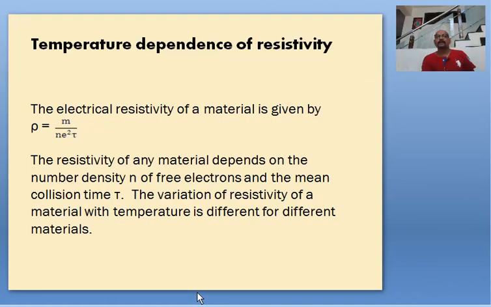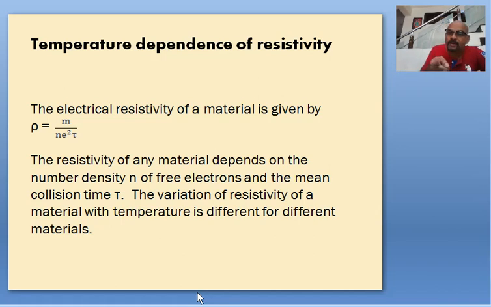Now, temperature dependency of resistivity. Why does the resistance depend on temperature? That is an important aspect. See, we have learned this equation. The electrical resistivity of a material is given by rho is equal to m divided by n e square tau. In fact, we have derived the reciprocal of this one.